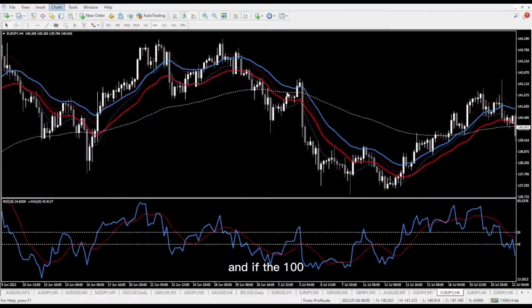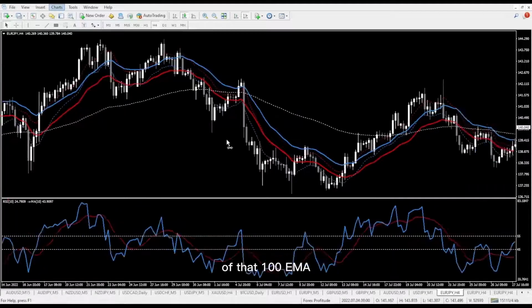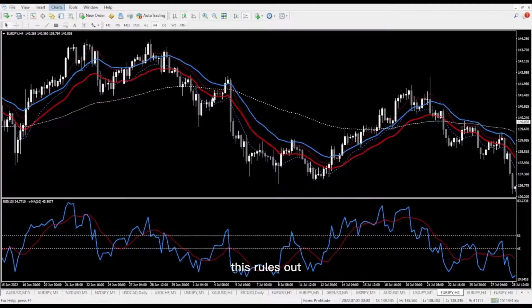And if the 100 EMA is inside of the channel, I don't want to be doing any kind of trades. I don't want to be looking at any opportunities for that. I want that channel, that 20 EMA channel, to be on one side or the other of that 100 EMA. So with this being the case, this rules out this trade right here.